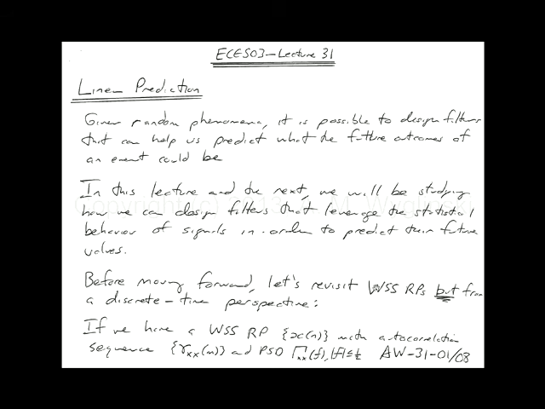So first of all, let's look at WSS. Let's look at wide sense stationary random processes. But this time, if you notice in the last lecture, I kind of cheated a little bit. I talked about continuous time. Now I'm going to talk about the discrete time equivalent. Instead of an x of t, I have an x of n. Instead of R_xx of tau, it's now gamma_xx of m, where m is the relative separation in discrete time between two points in a random process.